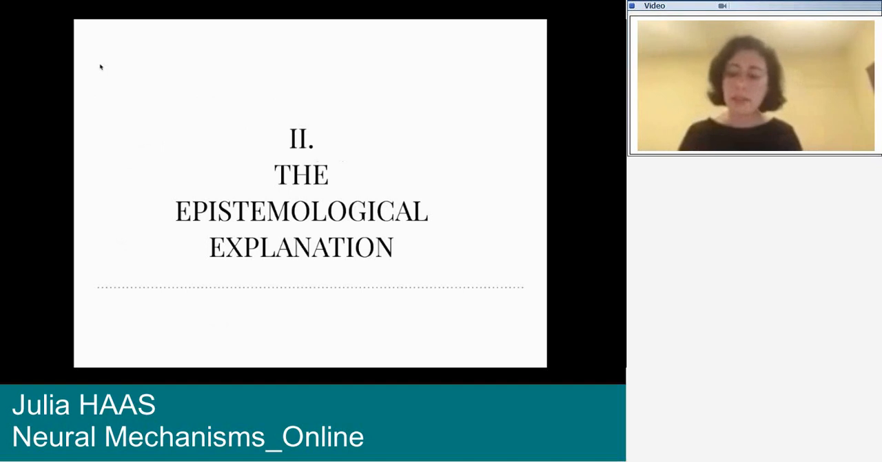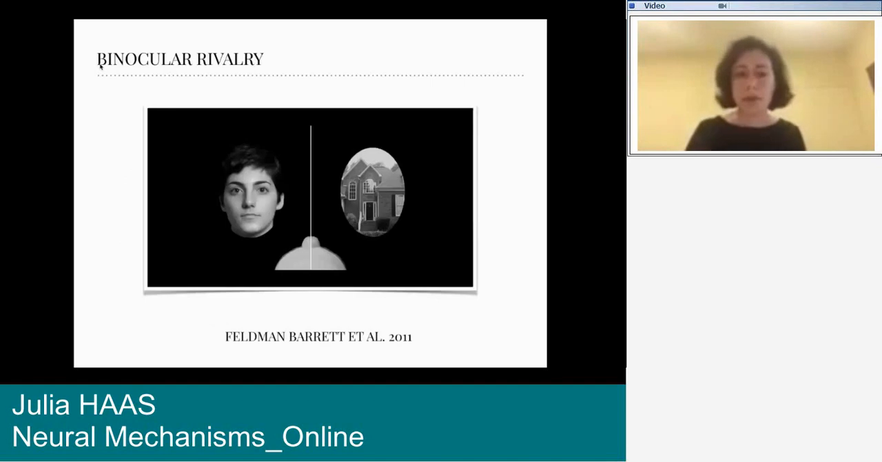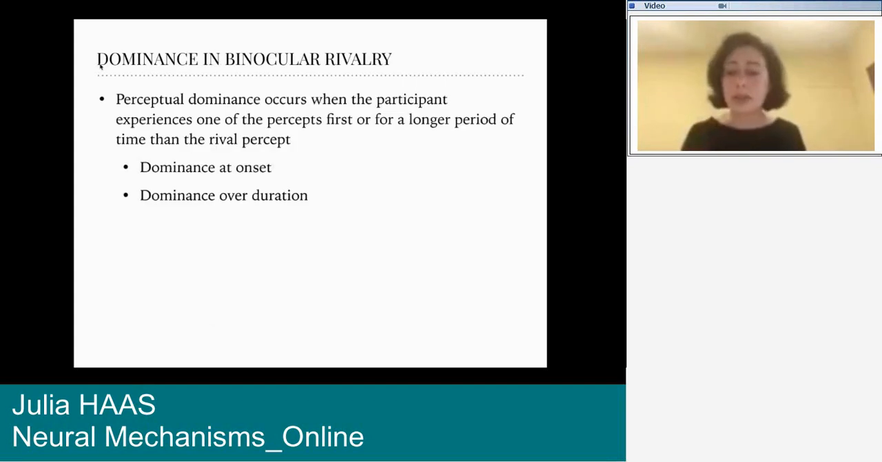Okay, so just to make sure that everyone's on the same page, what is the epistemological or predictive coding explanation of binocular rivalry? Again, binocular rivalry occurs when you have alternation between percepts. The technical idea that you want to keep in mind here is perceptual dominance. Perceptual dominance occurs when the participant experiences one of the percepts either first or for a longer period of time than the rival percept. And so there are basically two ways of measuring dominance.